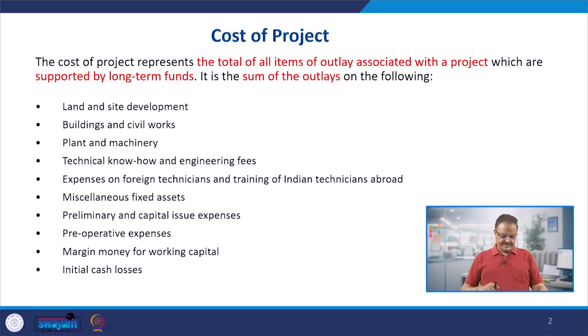So what do we mean by the cost of the project? The cost of the project represents the total of all the items of outlay associated with the project which are supported by the long term funds. This is important for us. All items of outlay means the fixed asset expenses associated with the project which are supported by the long term funds. So the important components are long term funds, and second, the items of outlay.